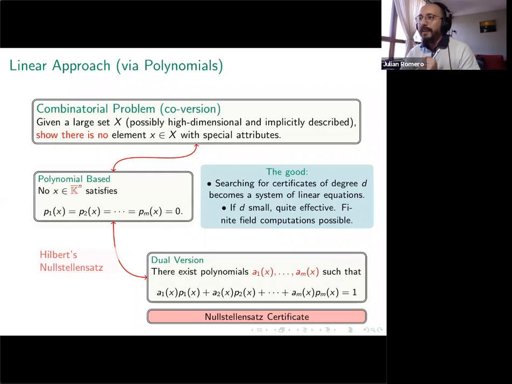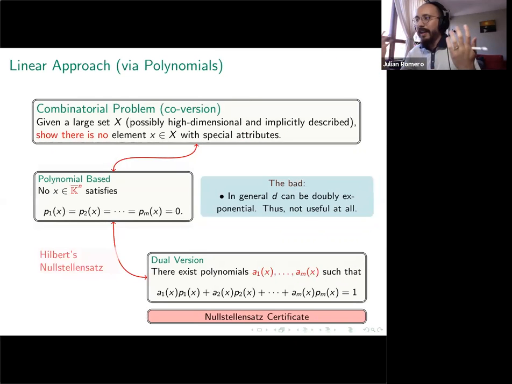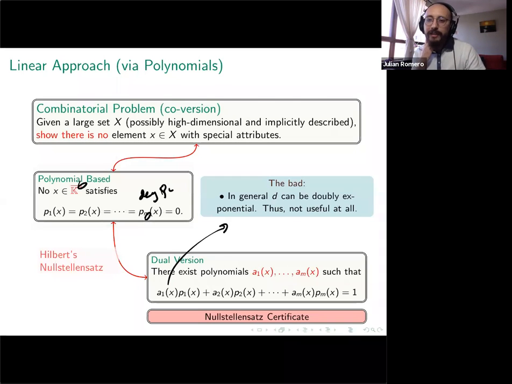But of course, we know that solving systems of linear equations is really hard. So the expectation is that this is not going to occur all the time. And in general, the degree of the Nullstellensatz certificates can be doubly exponential in n, in m, and in the degree of the polynomials pi, which is garbage. We cannot do anything about this. It's not that useful. And even for small degrees, the system still grows very huge.